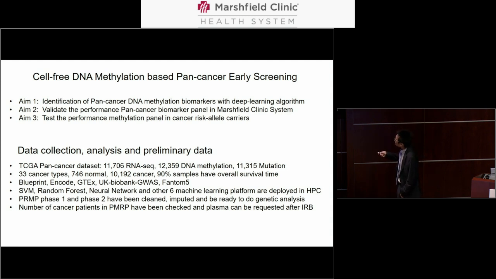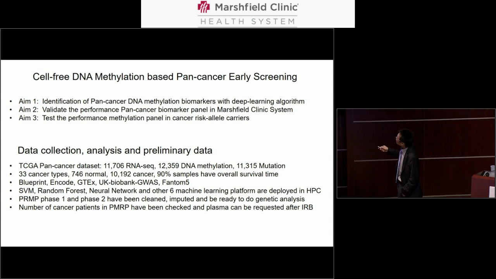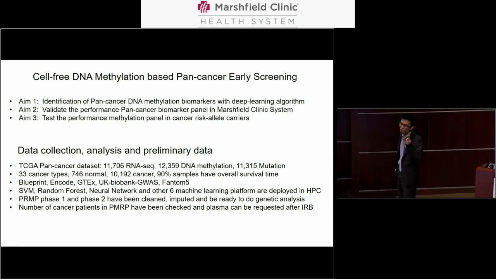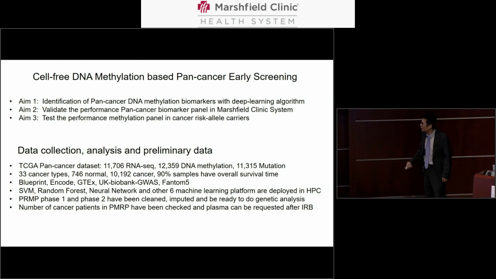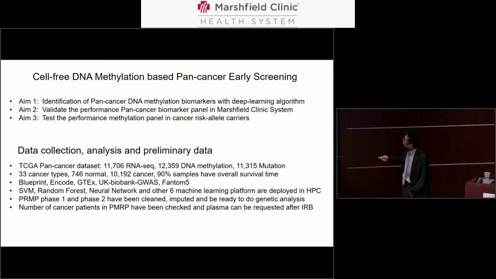All this work can be conducted very quickly, because I already collected all the data, the TCGA pan-cancer data. In the data we have 10,000 RNA data, 20,000 demethylation data, and 80,000 mutation data, all for the same samples. So we can infer lots of things, especially identify many interesting pan-cancer methylation biomarkers. We have 33 different cancer types, 1,000 normal and 10,000 cancers, and 90% of them have overall survival time, so we can use survival analysis on demethylation. All this public data is already collected by me and saved on our computer.